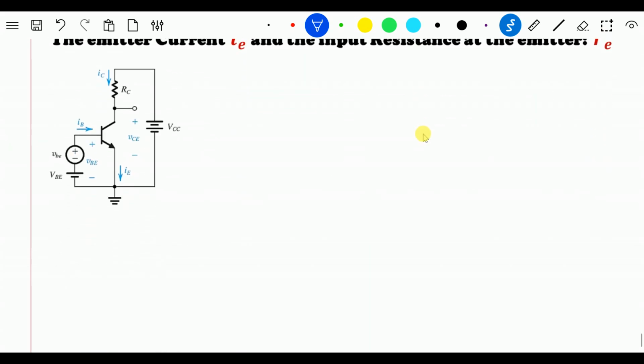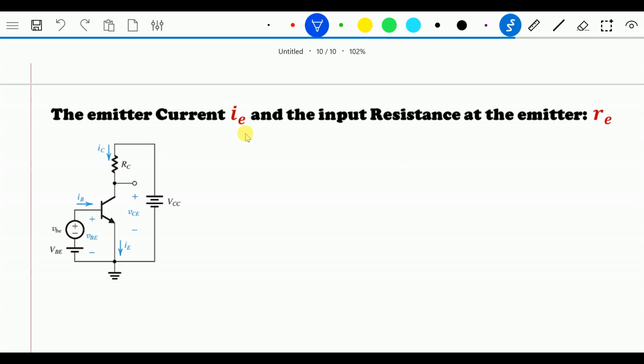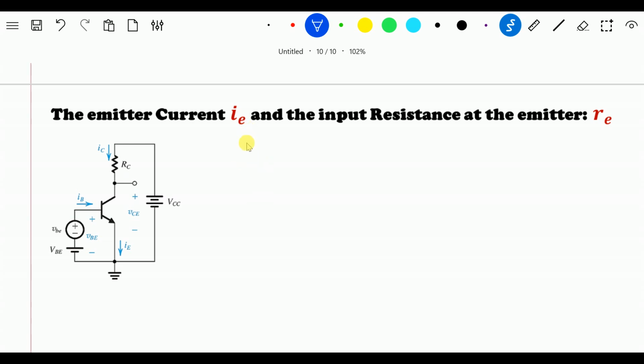Now we'll go with the next derivation, which is the emitter current iE and the input resistance at the emitter, re. Similarly to how we wrote the equation for iB, we'll write the equation for iE here. The instantaneous emitter current is equal to the instantaneous collector current divided by alpha.